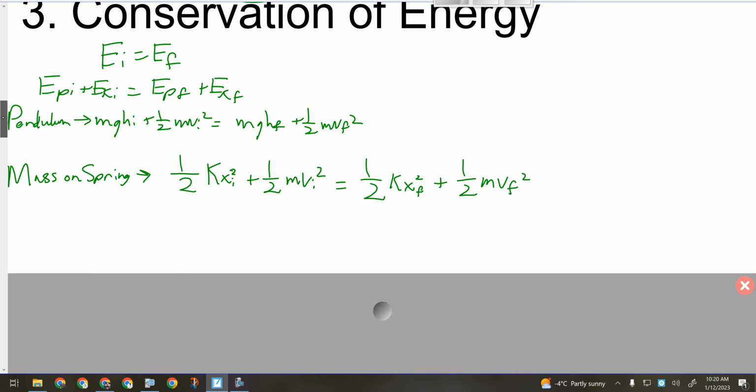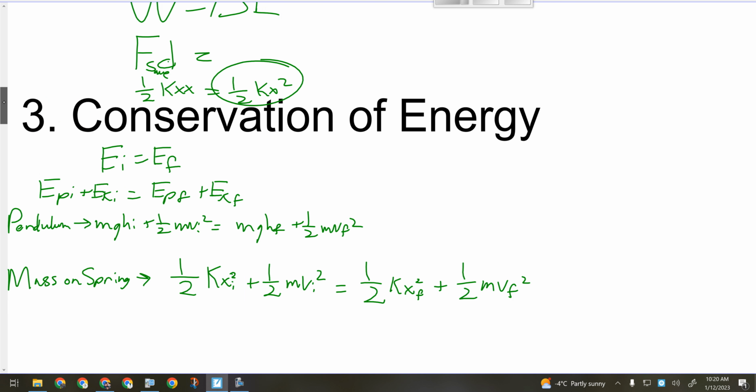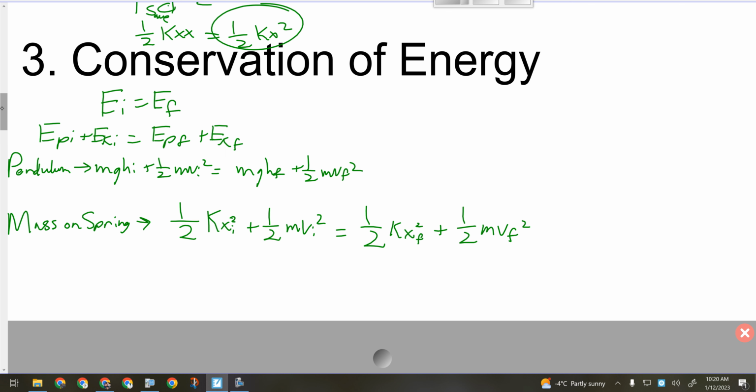So probably expect a conservation of energy question. I don't think I will make it one where you would have all four kinds of energy, so it might be a little simpler than that. Questions on conservation of energy? Okay.